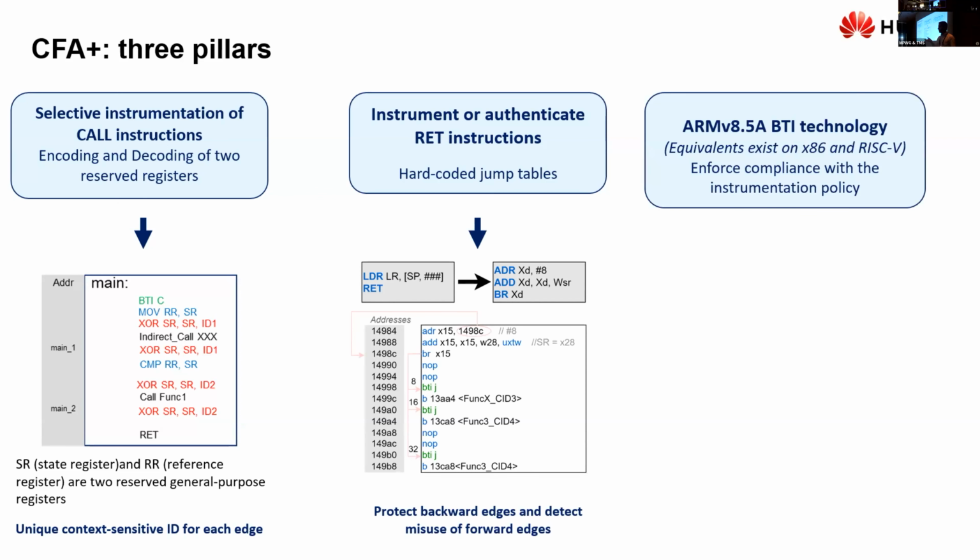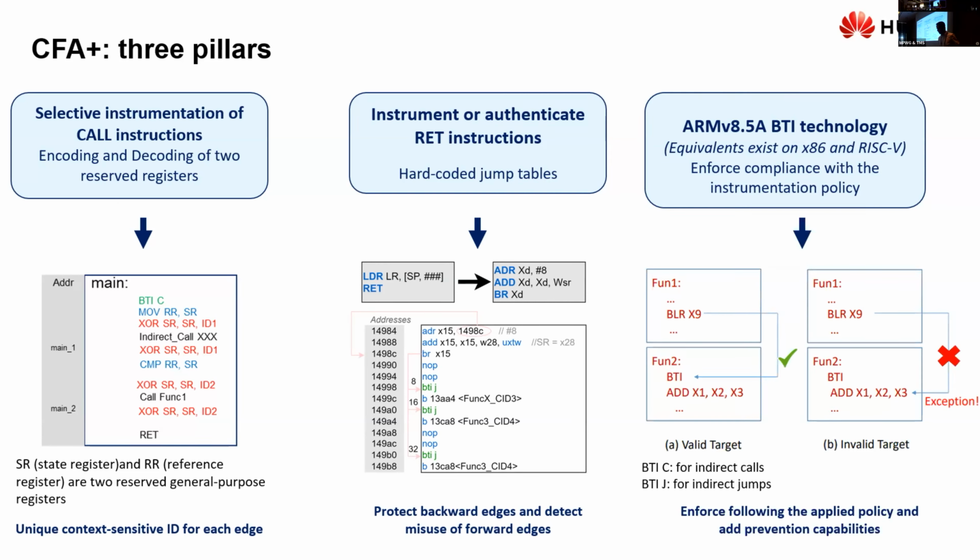The last part is this ARM technology that we mentioned. It's called branch target identification. It is serving to enforce compliance with an instrumentation policy, and it works by introducing some landing pads so that practically when an indirect call or indirect jump is happening, then the jump can be done only at the address that is marked by the landing pad. And this helps us actually enforce the software instrumentation.